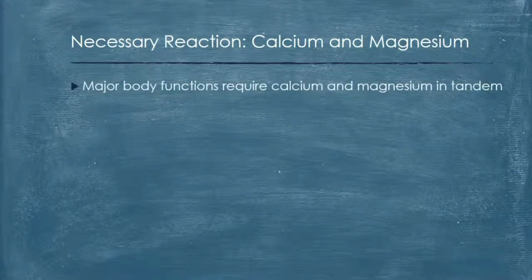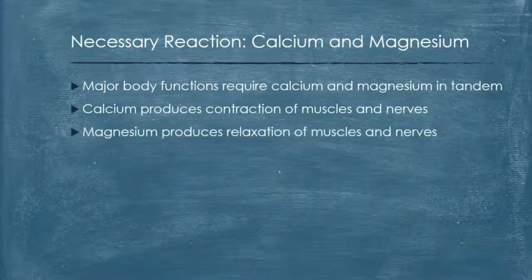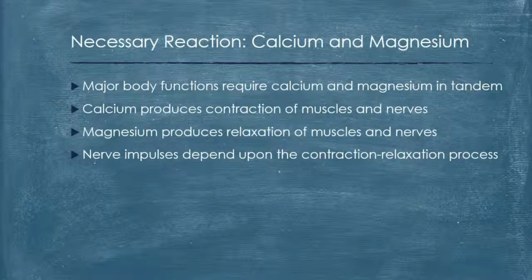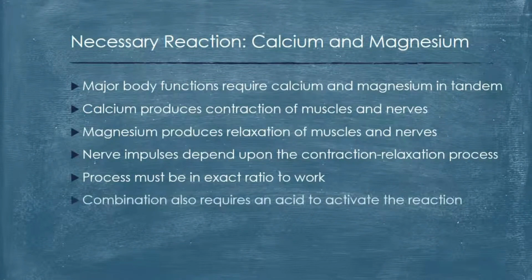Major body functions, first of all, require calcium and magnesium working in tandem. Calcium produces contraction of muscles and nerves, while magnesium produces relaxation of muscles and nerves. Nerve impulses, for instance, depend upon the contraction-relaxation process. The process must be in an exact ratio to work. There is an exact ratio of calcium to magnesium for the reaction to be proper. And finally, the combination of these in correct ratio also requires an acid, which activates the reaction between the two.